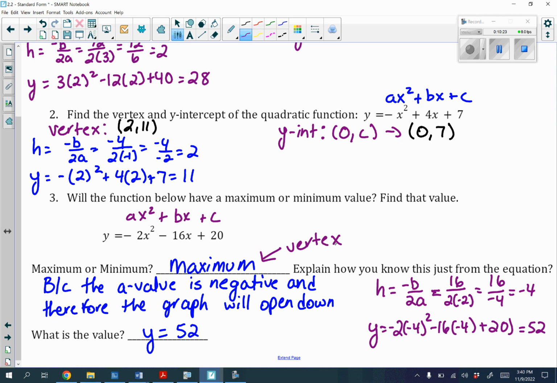So our vertex is a maximum because since our a value is negative, we have a -2, the graph's going to open down. And then the max value, which is the y value of the vertex, is 52. Remember how to find that, I find my x coordinate first, which I got -4, plug it back into the function here. So make sure this is how you plugged it into your calculator. And then you should get 52 as your answer.